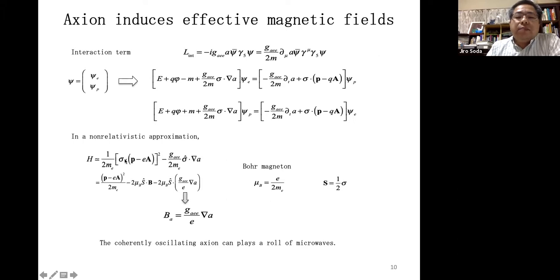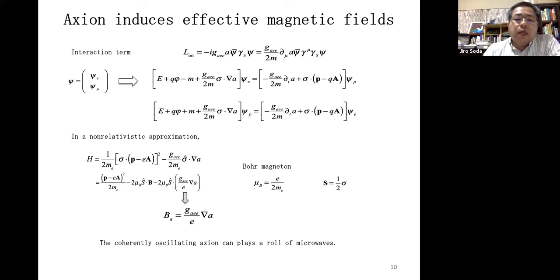This part is the same as before. The new one is here. You see that the axion field comes in here, and the interaction form is quite similar to the Pauli term. So you can say that this part is an effective magnetic field. So in a sense, the axion induces the effective magnetic field in the electron system. And as I said, the axion is oscillating in time. Then this means that we have a time-dependent induced magnetic field.